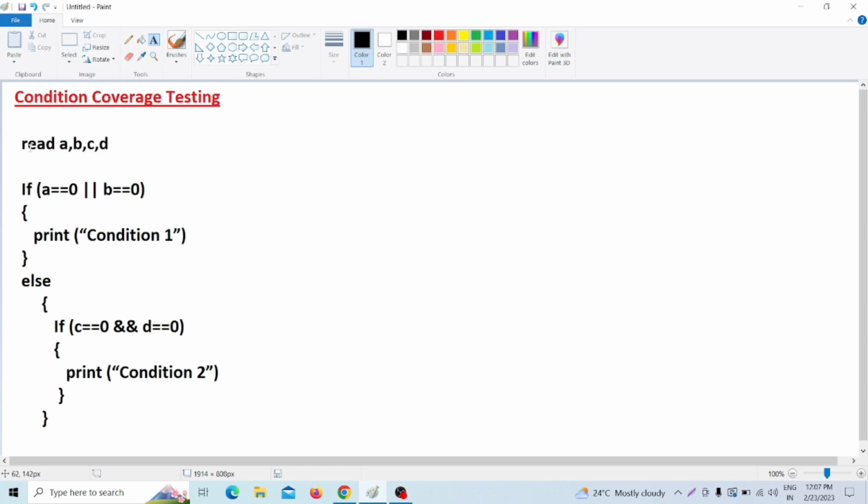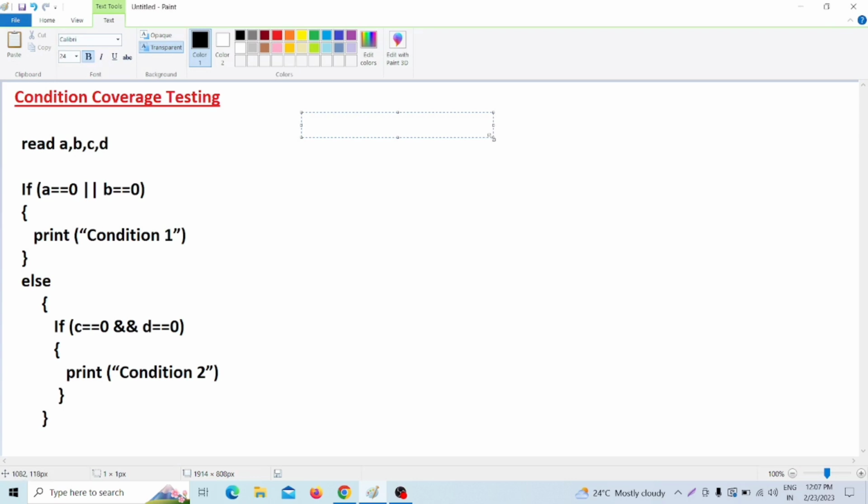So here, read A, B, C, D. The first thing is I am taking the values. Suppose this is my first test case. The first value I am taking is A equals 0, then B equals 0 or C equals 0. I'm just taking the values. C equals 0, and then I'm taking the value D also equals 0.